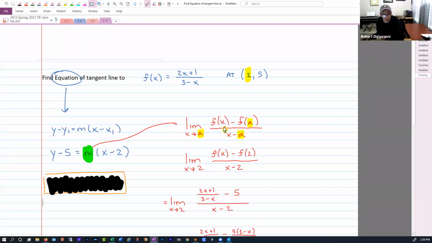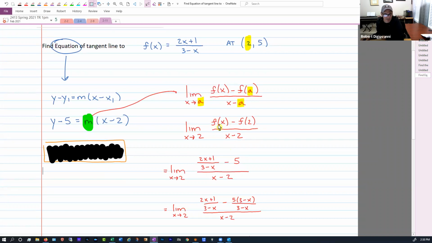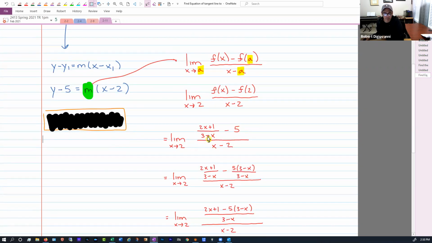Okay, so here's the formula. We replace the a's with 2. And then you have to figure out, what's f of x? Well, that's just the original function. And then f of 2, we know that that's 5. So we plug in 5 here. And then the bottom is x minus 2. So here's where you should have been. Now, if you try and take this limit at this point, you will get 0 over 0.